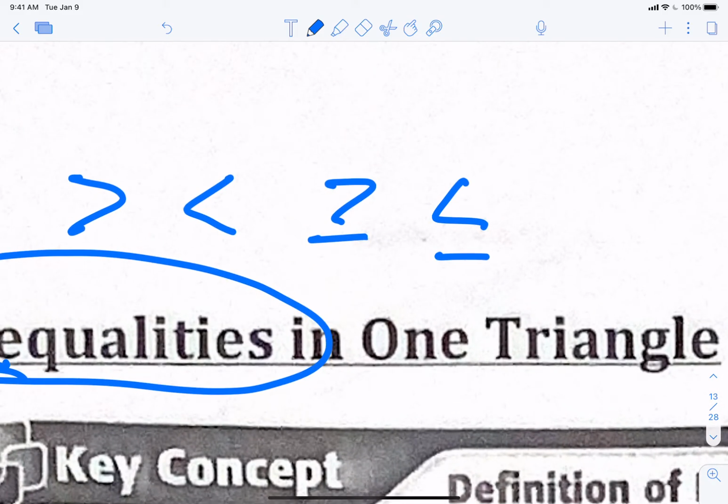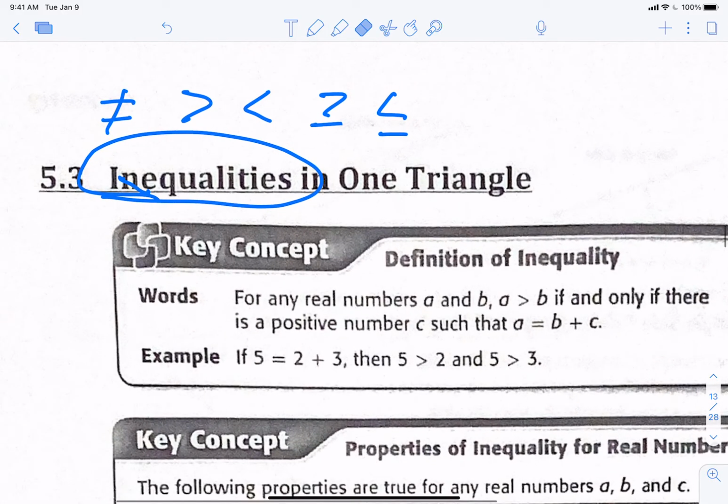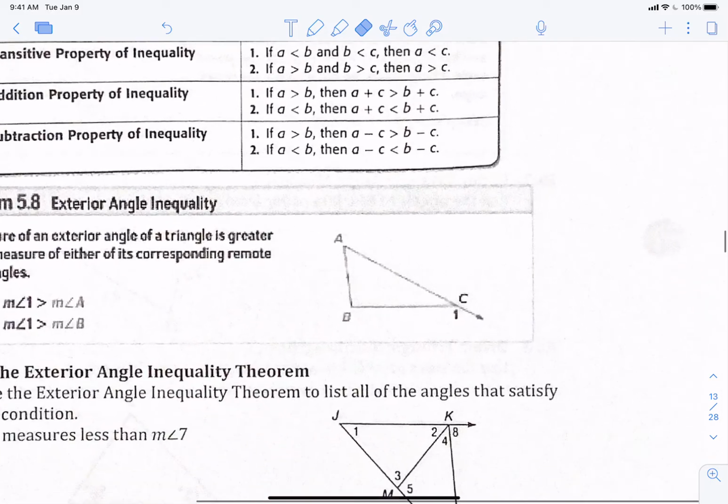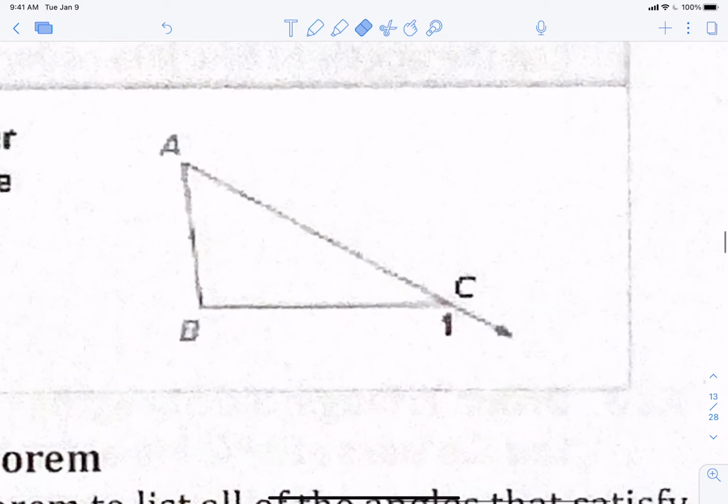If two numbers are not equal to each other, either one's greater than the other one, or one's less than the other one. That's how that works. So inequalities, those are the symbols that we're going to use. Okay, I'm going to skip right on down to this example right here, and I'm going to put some numbers in this. And this is the overarching theme in this section. Are you ready? If you can understand this, then you've got it.